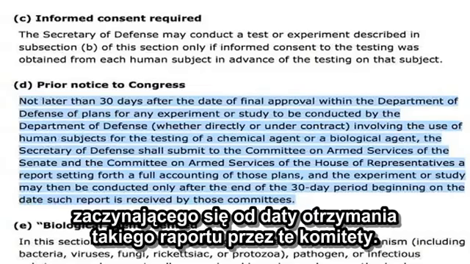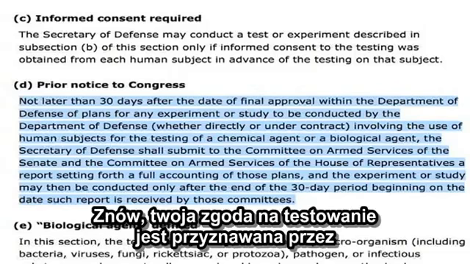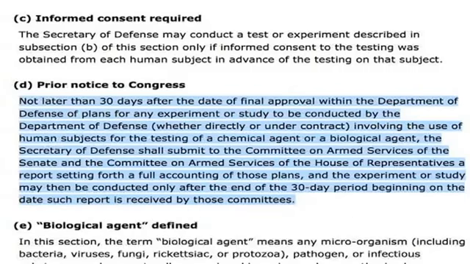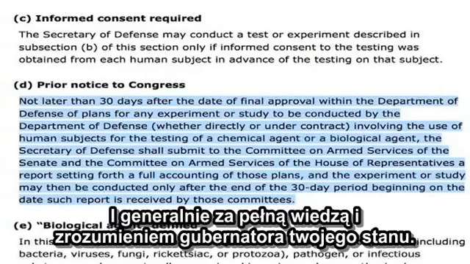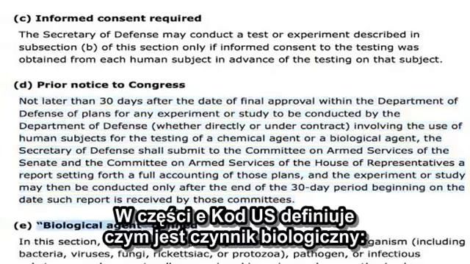by those committees. Again, your consent to be tested on is being granted by your congressmen and your senators, and generally with the full knowledge and comprehension of the governor of your state. In Part E, the U.S. Code actually defines what a biological agent is.